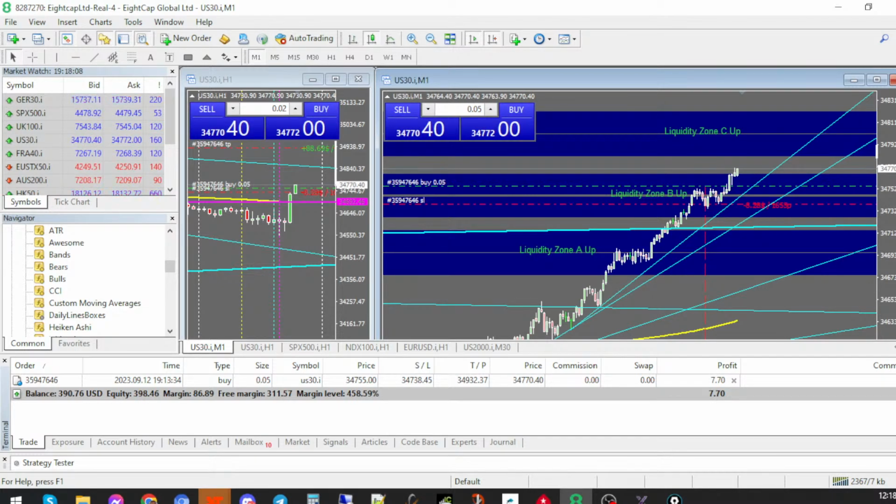This is the liquidity map. It is not a retail trading method. It is an institutional trading method. So this is not one of those methods that a lot of retail traders would know about. It's a very simple, very straightforward method. So right now I'm looking for the price to hit zone C.